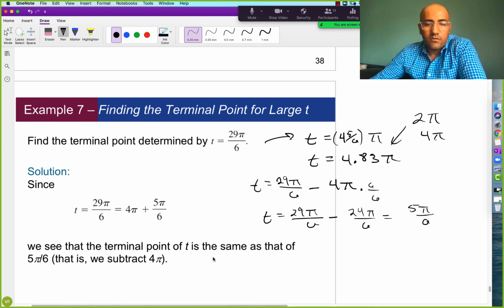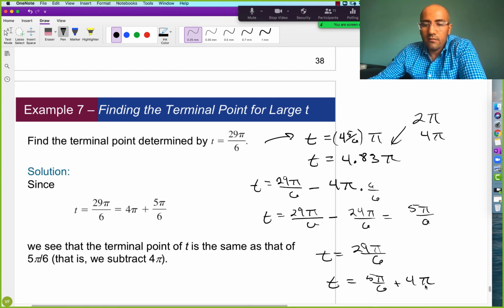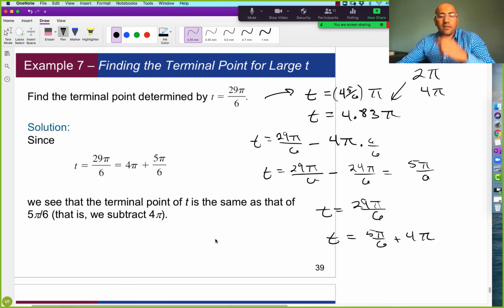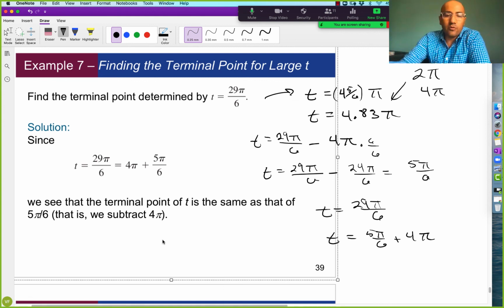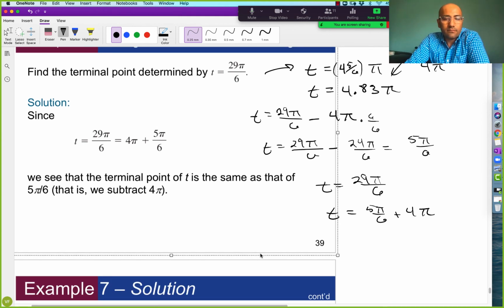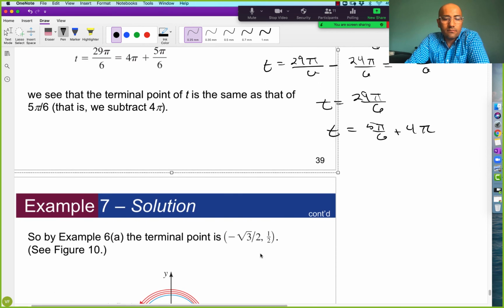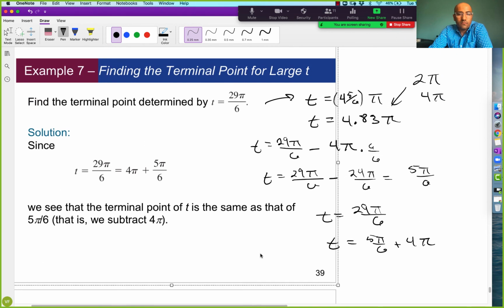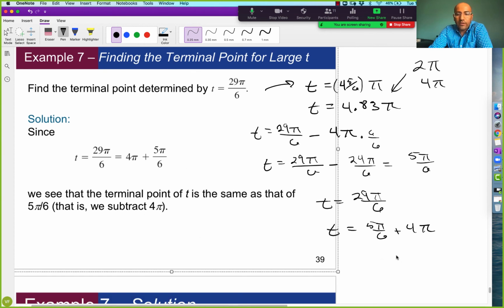Good. So t equals 29 pi over 6 is the same thing as saying t equals 5 pi over 6 plus 4 pi. So 5 pi over 6 will be a t value that determines a terminal point which is the same terminal point that will be determined by 29 pi over 6. Any questions about that? Good. And what is that terminal point going to be?